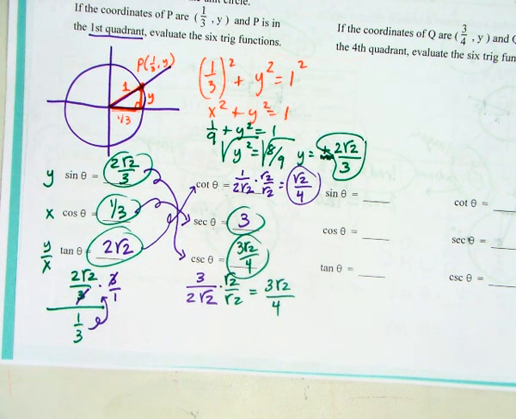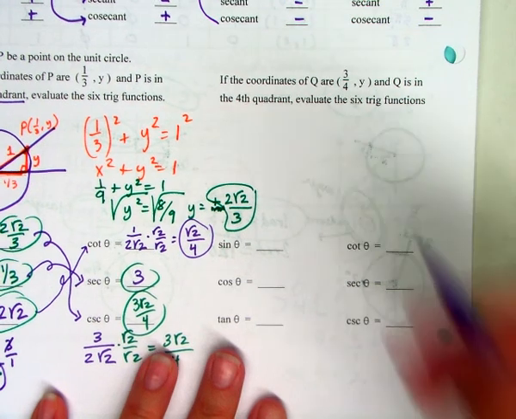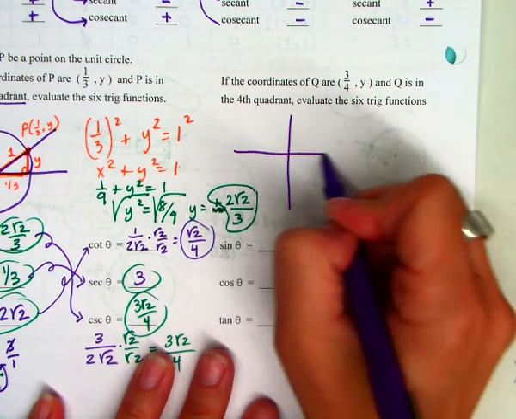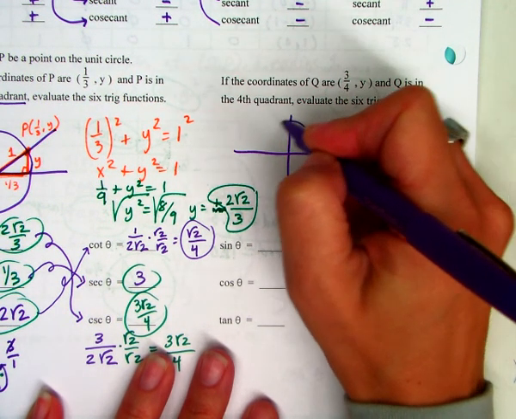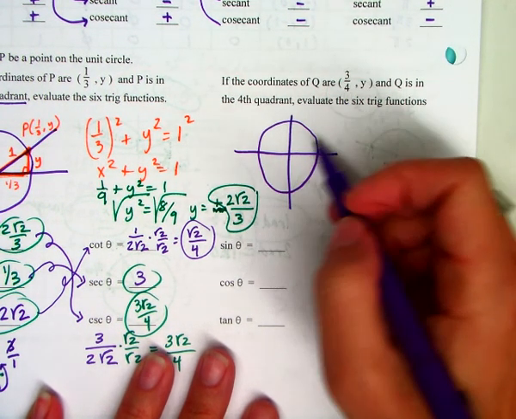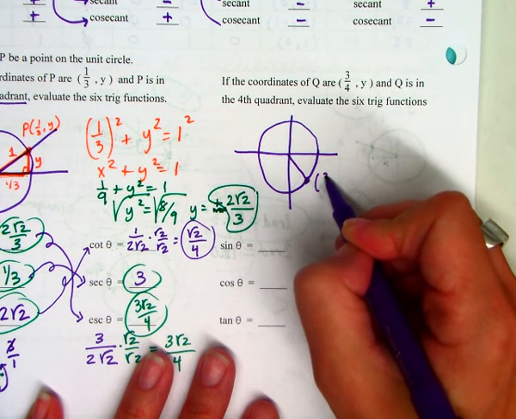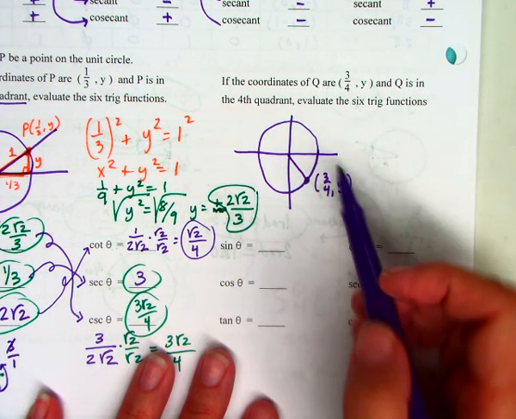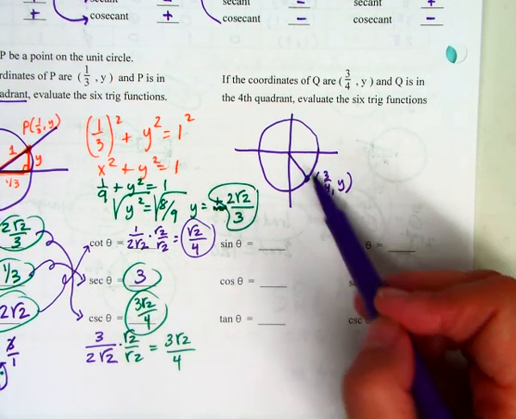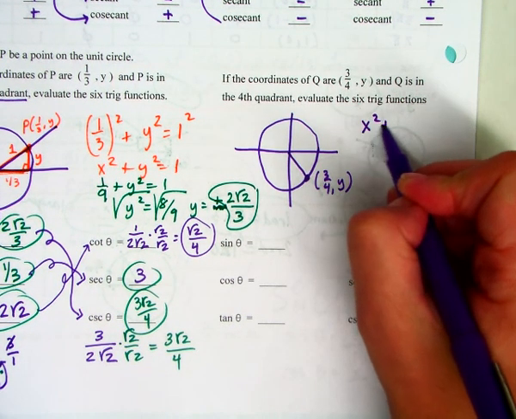Try this one. It's the same type of problem, but now I'm in quadrant 4. Do you have to draw a picture? No, but do some of us like it because we like to see things visually? Yes, that's fine. Especially if you're going to do a triangle and try and do it that way. Otherwise, you can just do your x squared plus y squared equals 1.